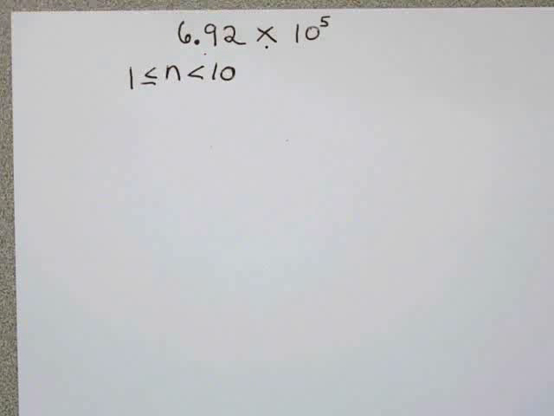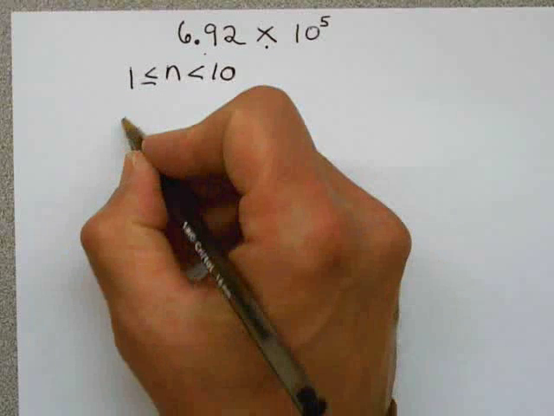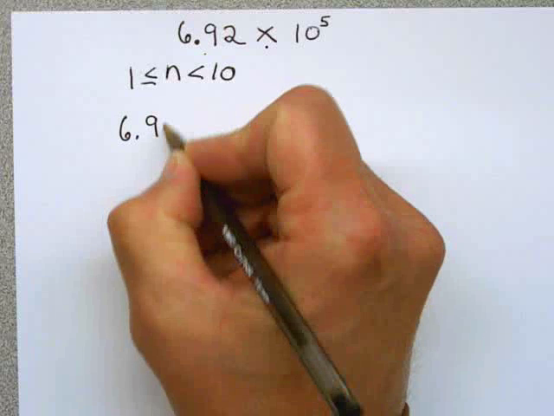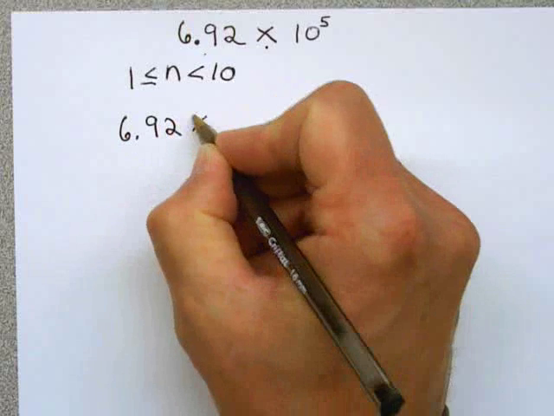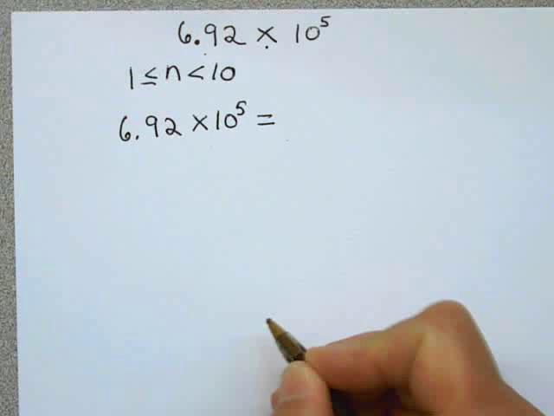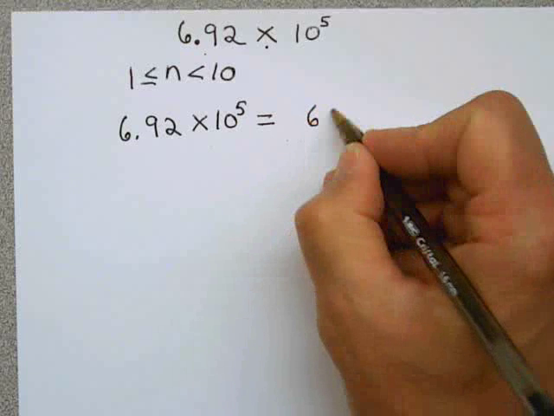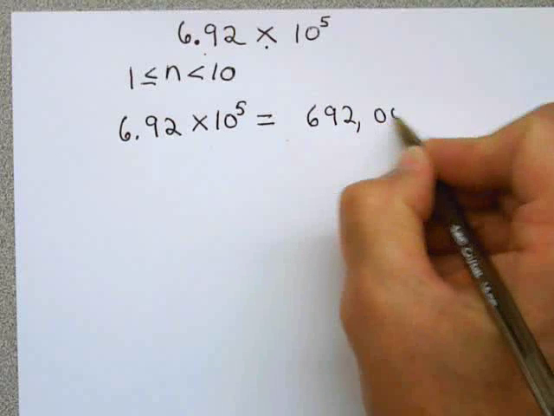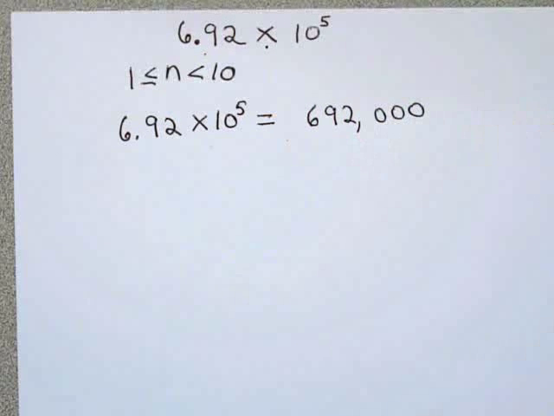So let's take this from scientific notation and write it in standard form. That would be 6.92 multiplied by 10 to the fifth power, and that's going to equal 692,000.